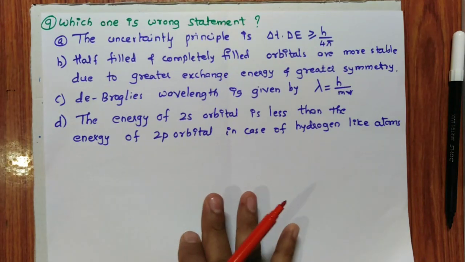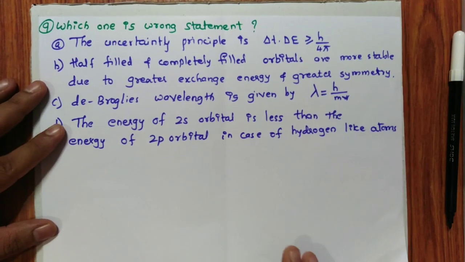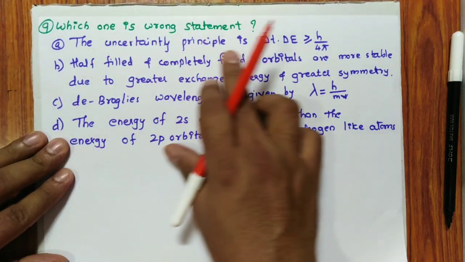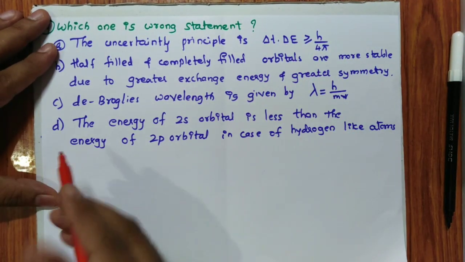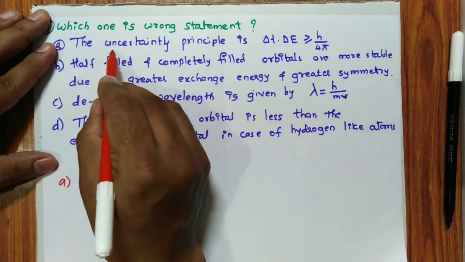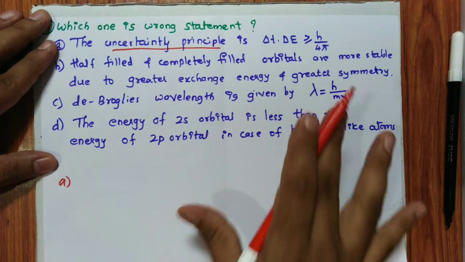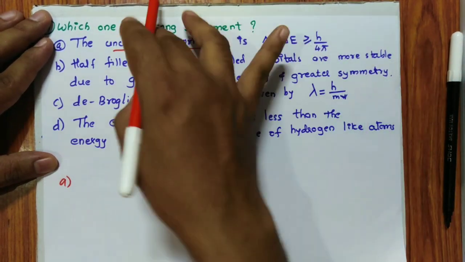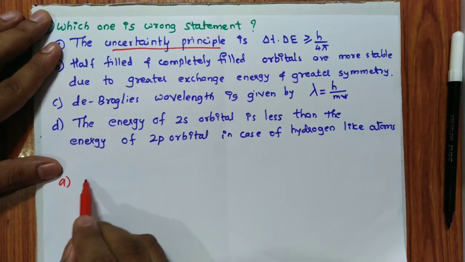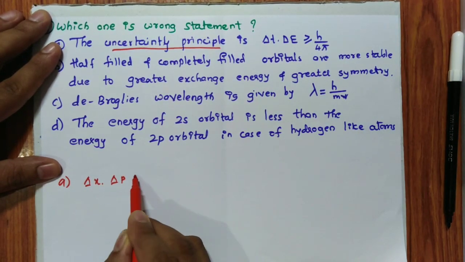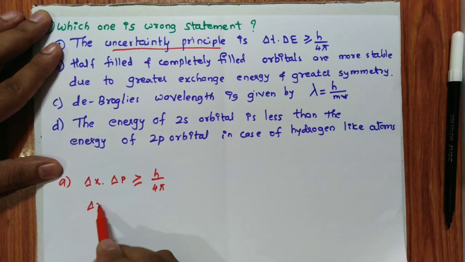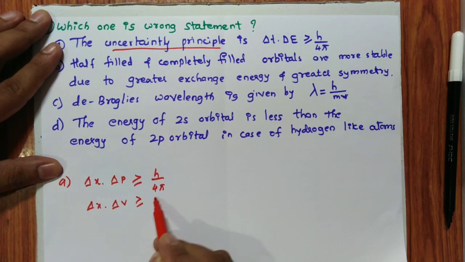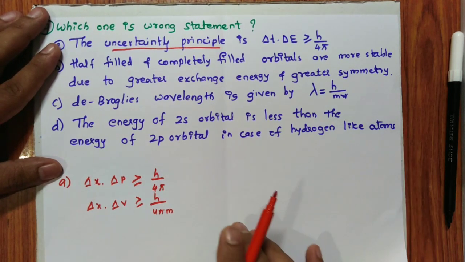Here I have considered a statement type of question. See, here the question is which one is the wrong statement? The uncertainty principle is delta T into delta E more than or equal to H by 4 pi. So one by one statement we will see. So statement A. When we call it the uncertainty principle, first time when we see, we'll think that this should be the answer because it is wrong. Because we think that we learnt delta X into delta P more than or equal to H by 4 pi, or we have learnt delta X into delta V more than or equal to H by 4 pi m. These two formulas we learn generally in theory classes.